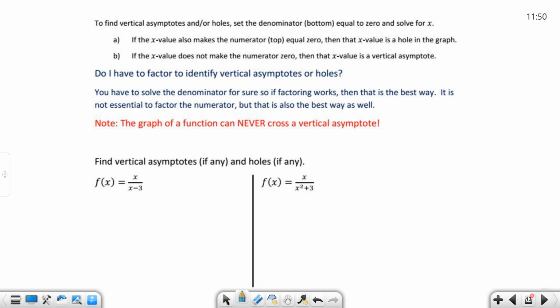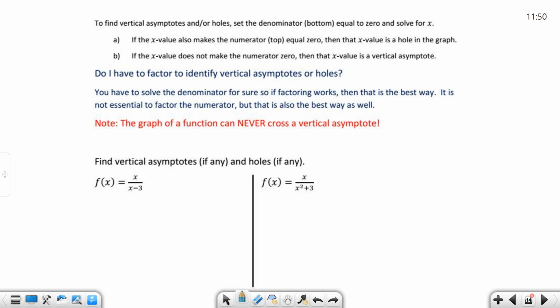So how do we find this? Let's find some vertical asymptotes, if there are any, and holes, if there are any. Remember, the only things that can be one or the other are things that make the denominator, the bottom, zero. So if I look at this first one, can I factor this anymore? No, this one is already factored. That can't be done anymore.